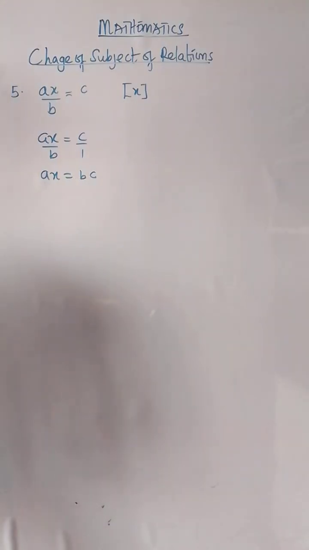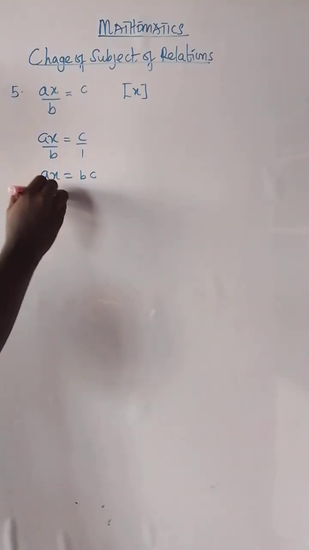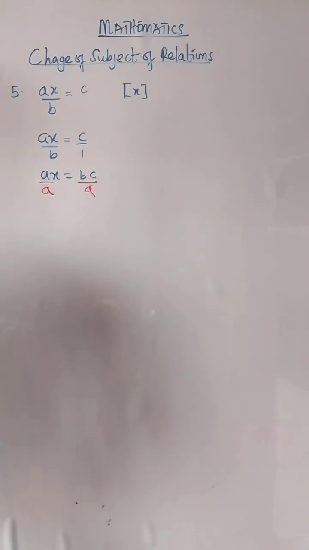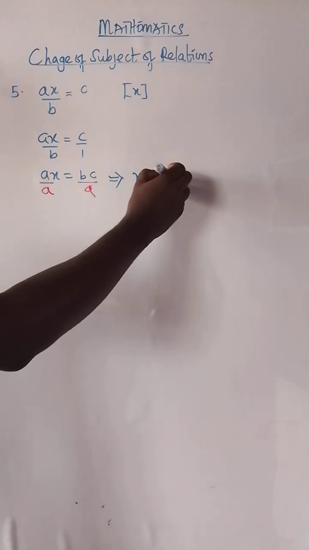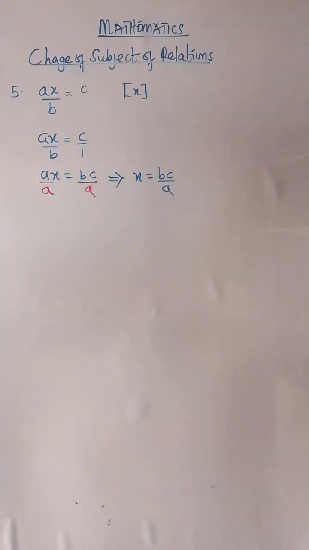Since our aim is to get x, we divide through by what? A. Divide both sides by what? A. So from here, a cancels a. So it implies that x equals to bc over a. Let's take another example.